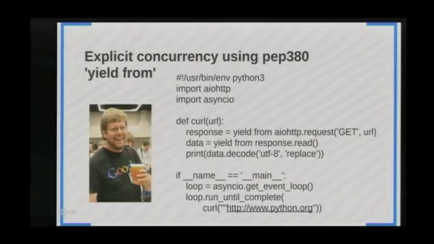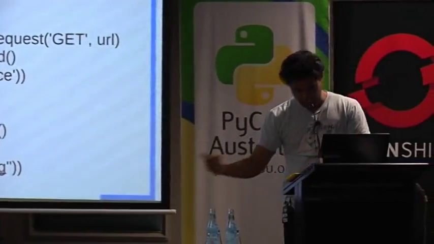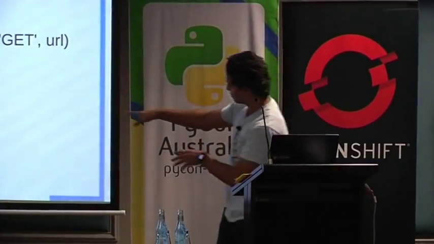Explicit concurrency using PEP 380, the yield from statement, makes it a lot nicer. You can do a yield from, which is basically a generator which yields from a generator internally. I'll go into that later on. But basically, this is how it looked. Guido's happy.